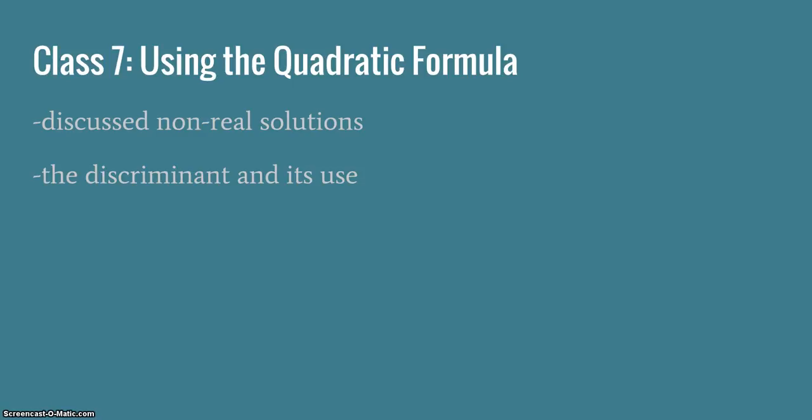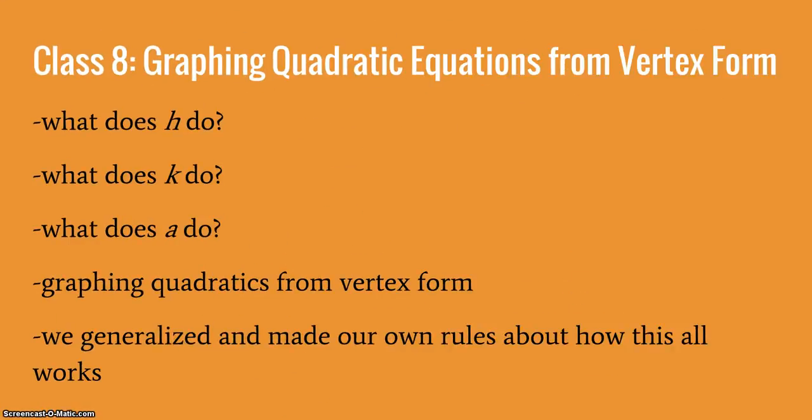Using the quadratic formula brought us to a discussion of non-real solutions. That means that there was a negative under the radical sign. Make sure you know how to deal with that. And then we talked about how beautiful the discriminant is, that part of the quadratic formula that's under the radical sign, and what that tells us in terms of the number of solutions and whether or not they're real or non-real. Good job.